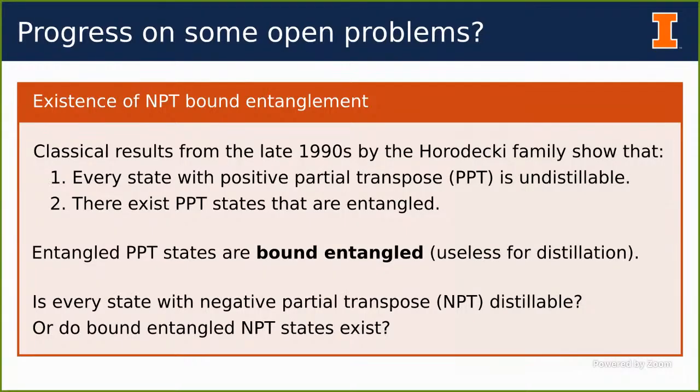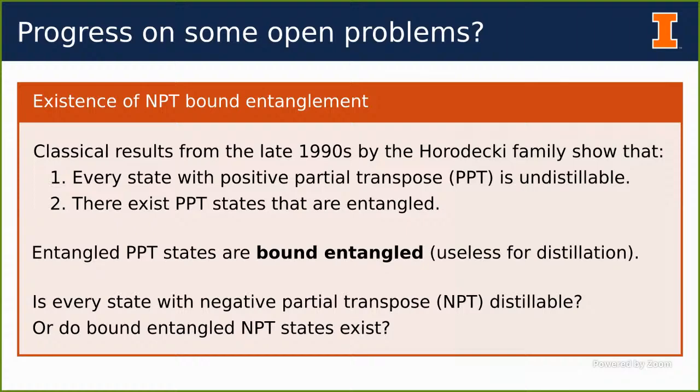And there are states that have this property that when you apply the transpose to part of the system, they remain positive semi-definite. Those are called PPT states, positive partial transpose. It's actually not that hard to show that these PPT states are undistillable, meaning whatever entanglement they might have, you cannot turn this into useful maximal entanglement. And they also gave constructions of these PPT states that are entangled. So this really exists and is now called bound entanglement, because the entanglement cannot be retrieved.